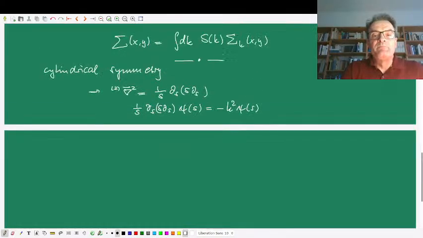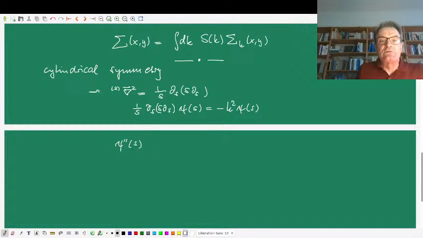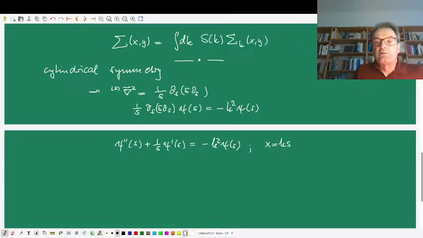Now let us move on. I'm now going to write out this Laplacian. This gives me psi of s double prime, I should say, plus 1 over s psi prime of s is minus k squared psi of s. Now, let me introduce a new coordinate x, which is defined as k times s.